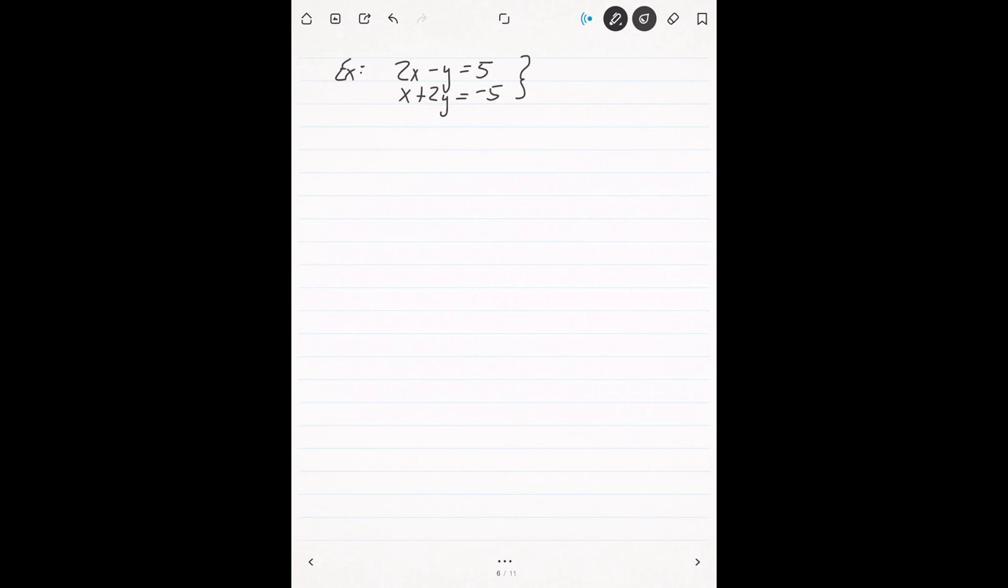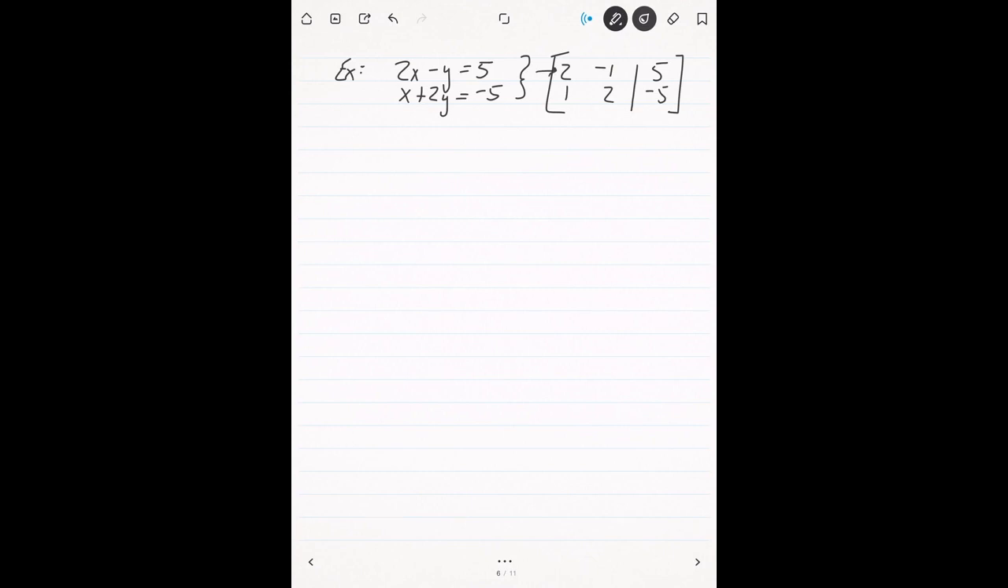The coefficients are 2, -1, 1, and 2. So here's the coefficient matrix. We have the coefficients of x, and we have the coefficients of y. And then we're going to say, what are the equations equal to? What are the constants? The first one's equal to 5, and the second one's equal to -5. This right here is our augmented matrix.